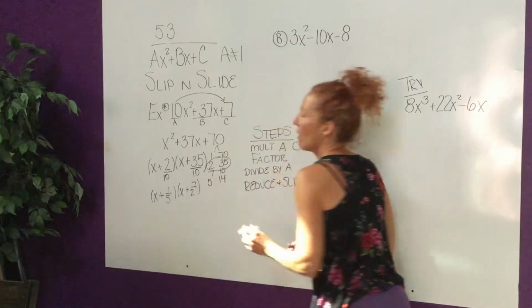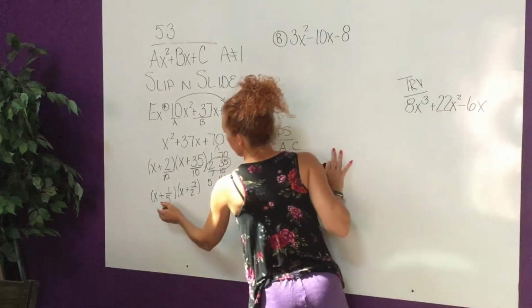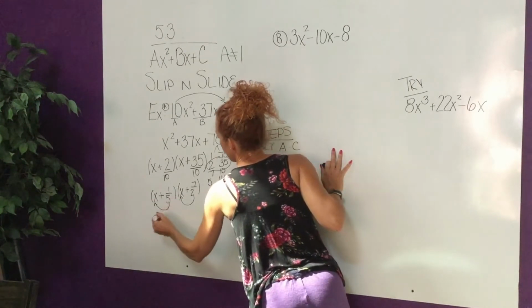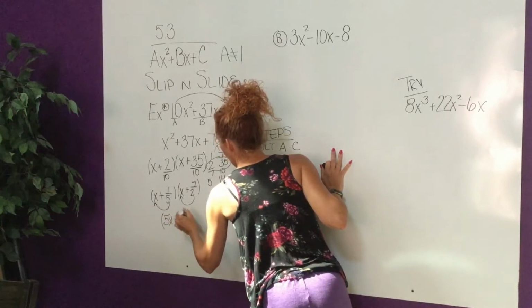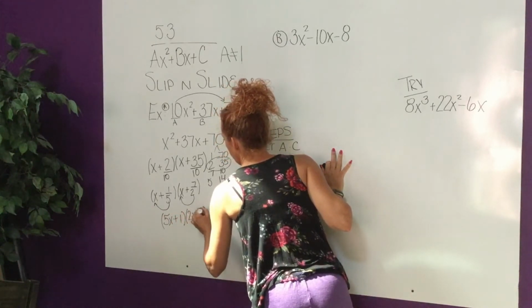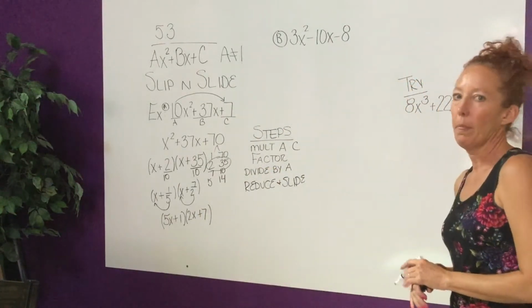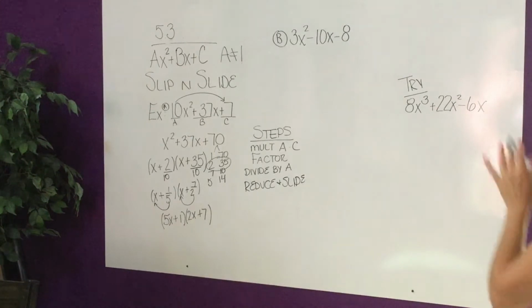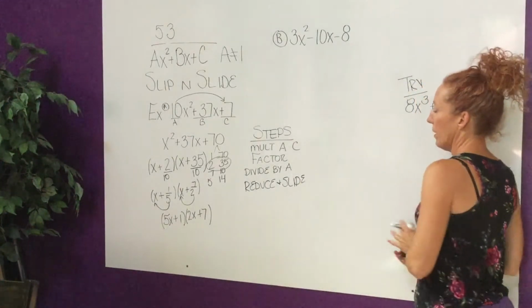We don't want to write our answer with a fraction there. That wouldn't give us our original problem. So we're going to slide that 5 and we're going to slide that 2. 5x plus 1, 2x plus 7. Seems a little weird at first, I'm sure. Let's look at B. The steps are up here.